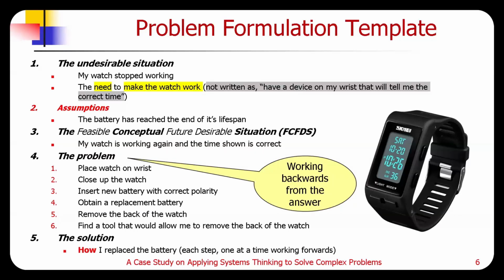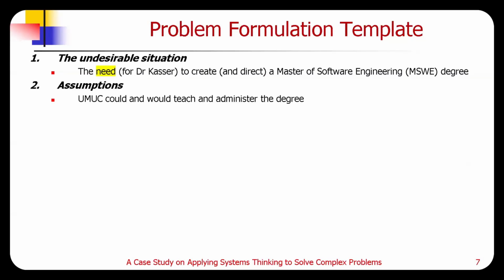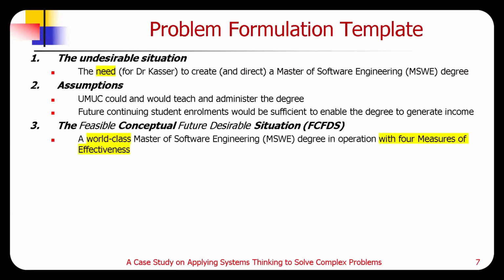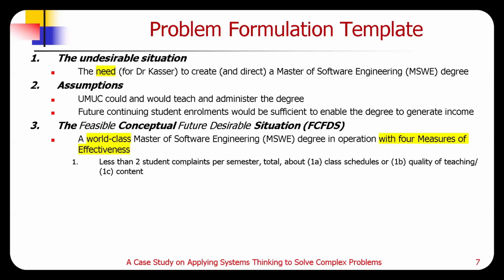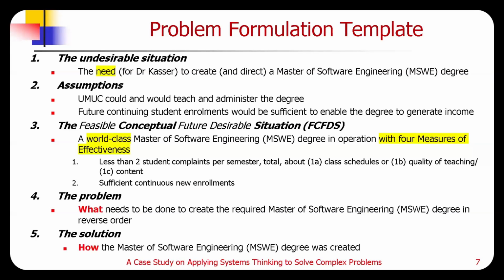So let's look at the problem formulation template as used in my situation. The undesirable situation was the need for me to create and direct a Master of Software Engineering degree. The assumptions were UMUC could and would teach and administer the degree. Future continuing student enrollments would be sufficient to enable the degree to generate income. Otherwise, there's no point in running the degree. FCFDS is a world-class Master of Software Engineering degree in operations with 4 measures of effectiveness. They are less than 2 student complaints per semester in total, about class schedules, quality of teaching, or content of what was being taught. The problem is what needs to be done to create the required MSWE degree in reverse order, and the solution was how it was created.